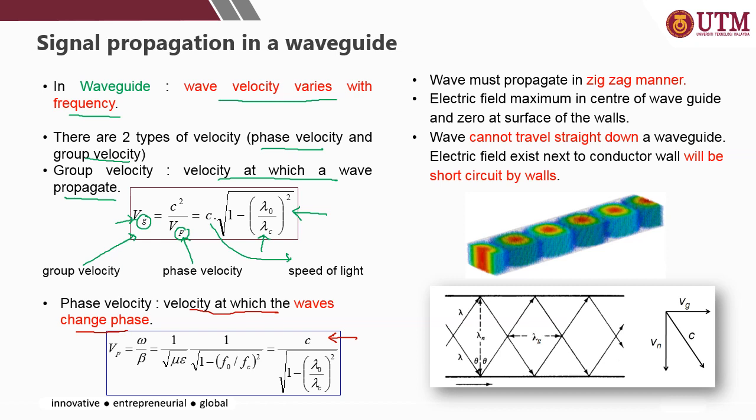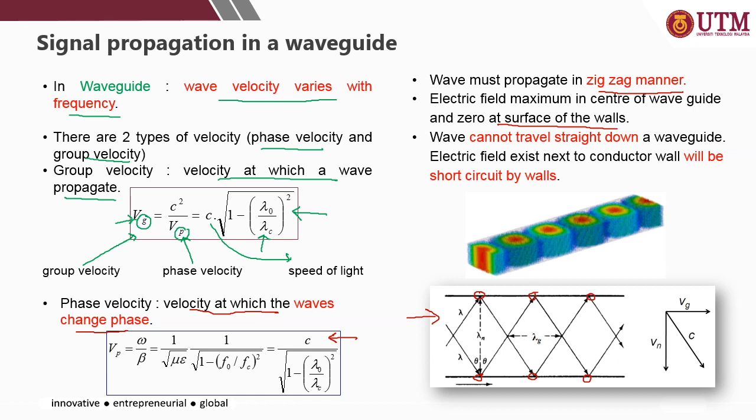Okay, inside the waveguide, the wave propagates in a zigzag manner, just like this illustration. The signal propagates in a zigzag motion, where there will be reflection at the edge or inside the wall of the waveguide structure. And the electric field is maximum in the center and zero at the surface of the wall.